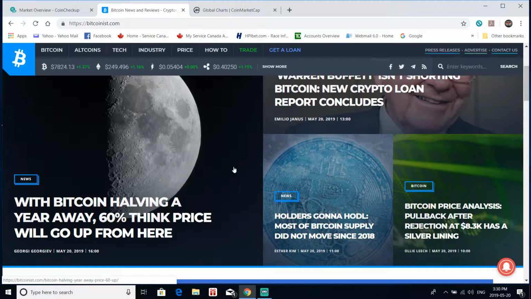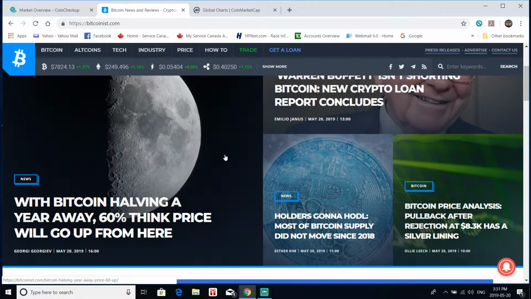With Bitcoin having a year away, 60% think the price will go up from here. Anybody that's in the space, I guarantee you, you'd be at 95 plus. So who you're asking, those other 40%, we simply don't have a clue who would be not thinking with the data that we've gotten for the last couple of years. So holders going to hodl.